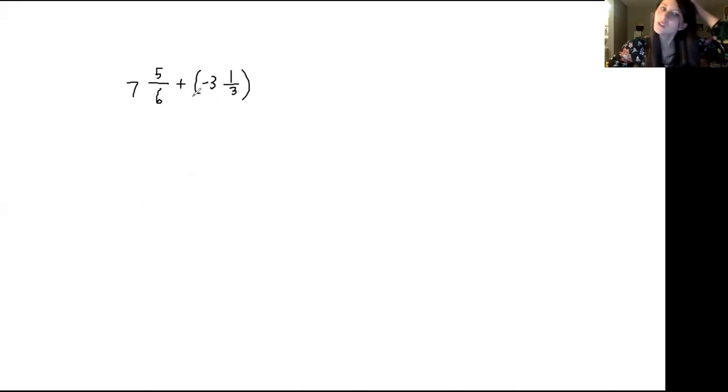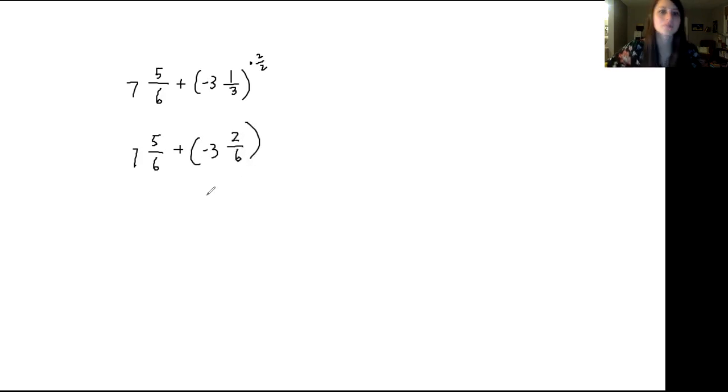Okay, so here instead of multiplying everything, multiplying 5/6 by 3 over 3 and this by 6 over 6, I realize that 6 is divisible by 6 and 3. So I'm going to keep this the same and multiply all this by 2 over 2. Okay, so I have plus negative 3 and 2 over 6.